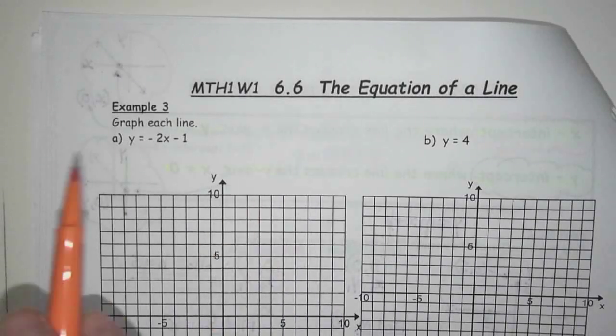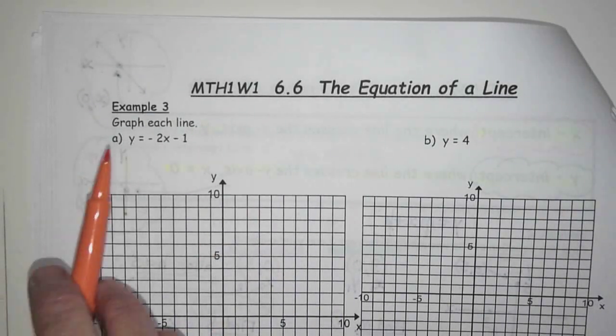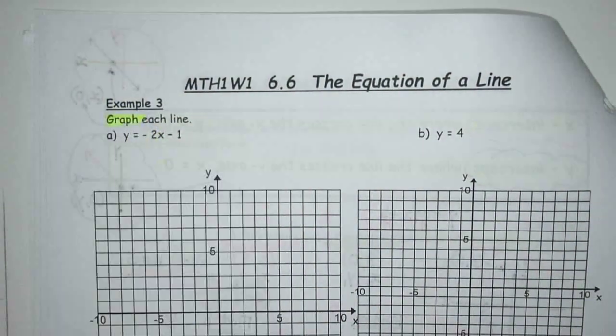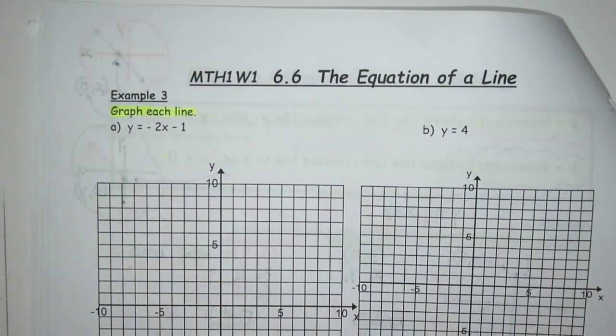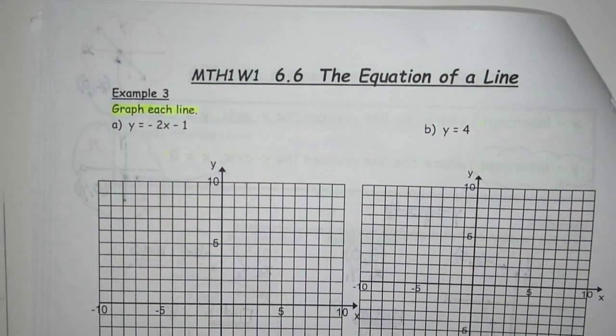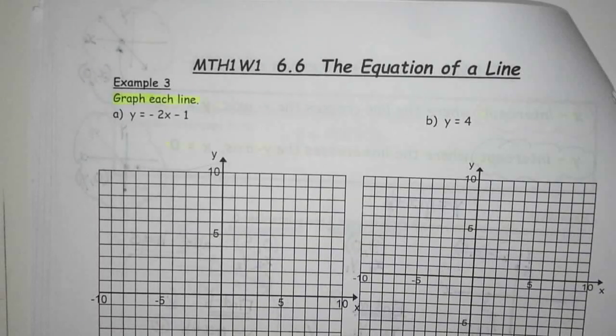Still in section 6.6. We're on example 3. This question is asking you to do something called graphing the lines. We're going to graph the line. I gave you the equation in y equals mx plus b form. So I gave you this equation here.